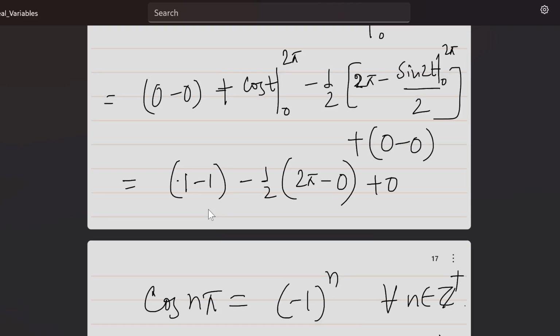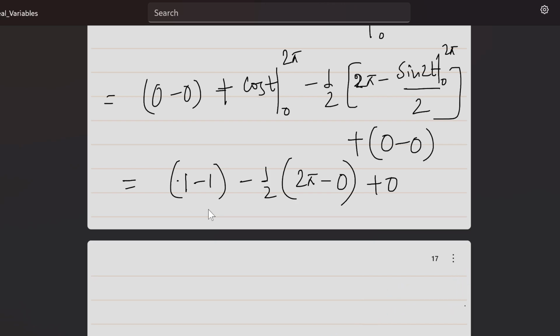So, okay, let me delete this. That means it is minus pi. This is the answer. But work done is negative, right? This is negative. So work done is negative. Is it possible in general, in real life, to have negative work done?